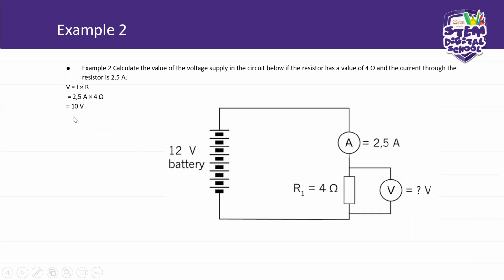Let's see. The formula for voltage is current multiplied by resistance. What is our current? 2.5 amps multiplied by 4 ohms. So our answer is 10 volts, because voltage is measured in volts.